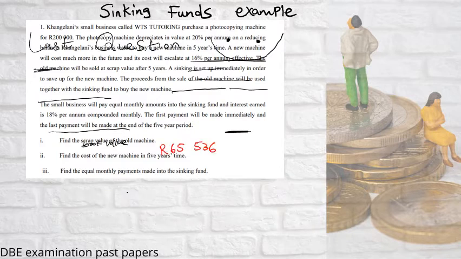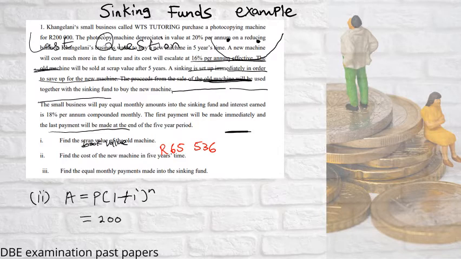Okay, let's now look at the second question. Find the cost of the new machine in 5 years' time, right? Remember, the machine has been getting interest. They told you a new machine will cost much more in future and it will escalate at 16% per annum effective. So the cost of the new machine is just going to gain interest, 1 plus i, within that period of time. It was 200,000, but they say it will escalate by 16%, which is 0.16.